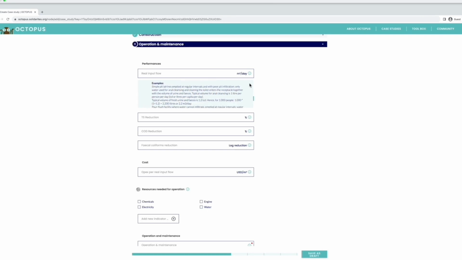The examples on how to estimate the sludge volume received by the plant can be accessed by clicking the green information icon within the text input box.